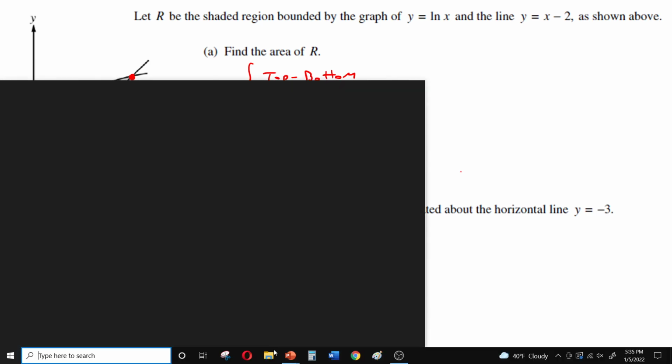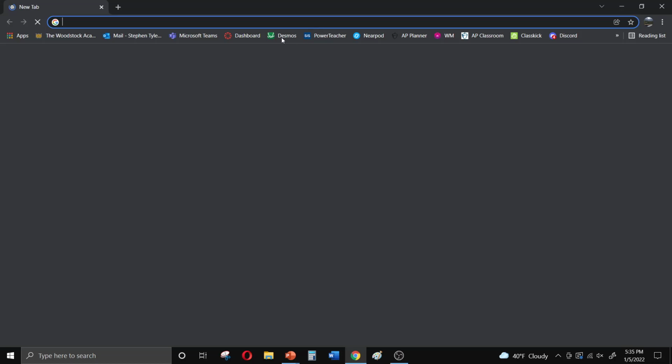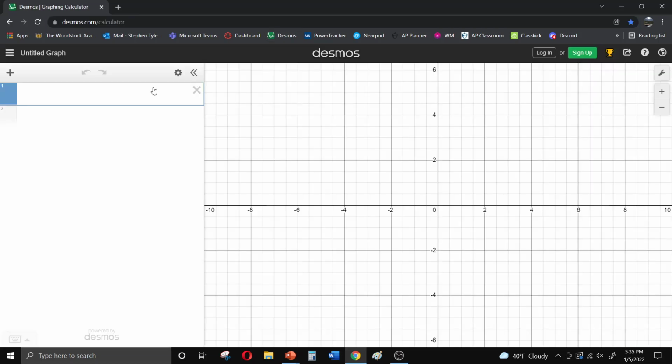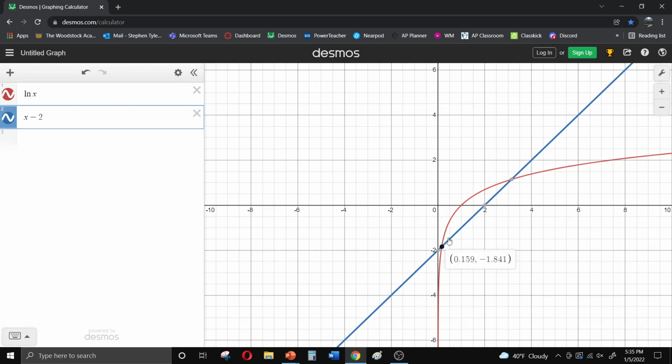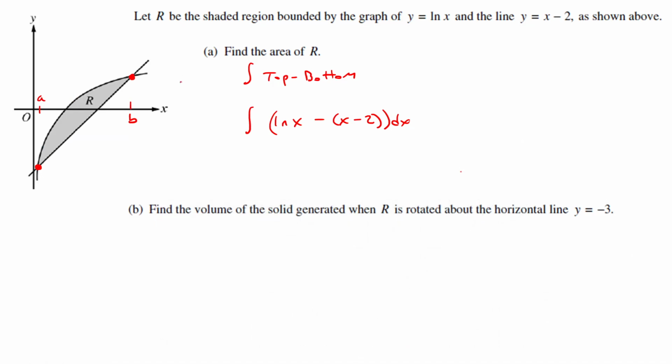To do that, easiest thing, honestly, use Desmos. That's what I would do. ln x, x minus 2. And then, boom, there you go. There's your bounds. No work required, no fiddling around with second trace or any of that. So let's remember those numbers, 0.159 and 3.146. Let's actually write those down so we don't lose them. We would type that in our calculator, get an answer.